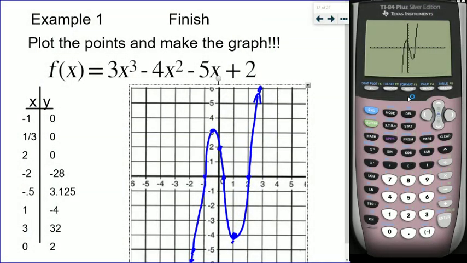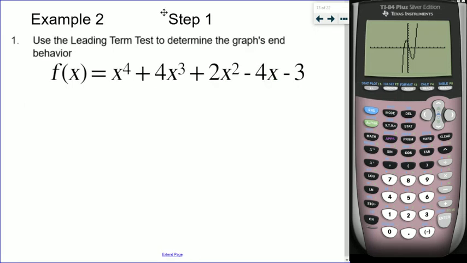Let's work through another one. All right, step 1. Use the leading term test to determine the graph's end behavior.